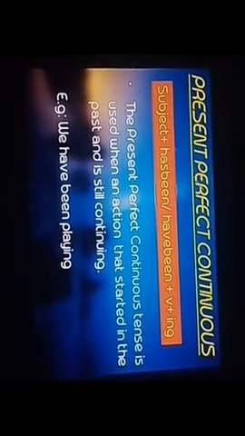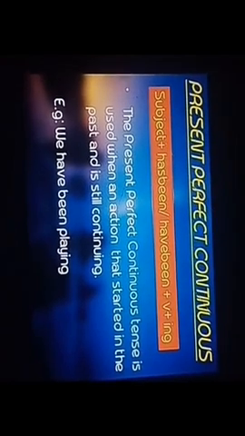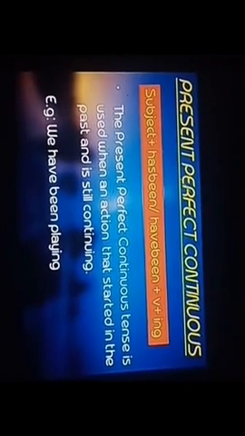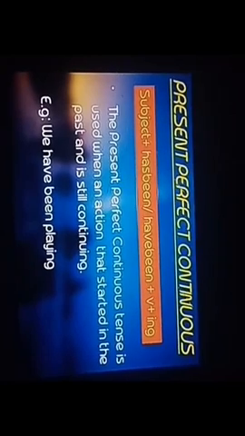One more use I have also discussed with you, like it is used to express an action that finished just a short while ago. So this is also a use of present perfect continuous, and here is the example: we have been playing.